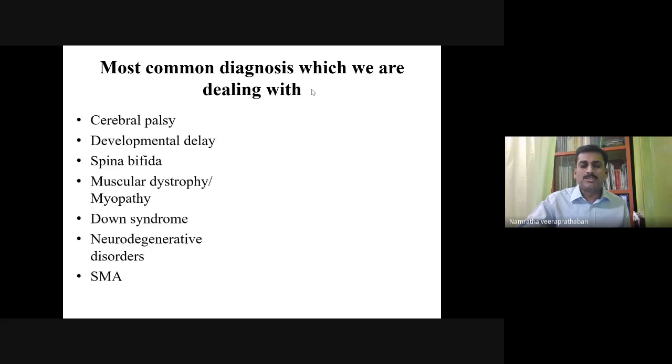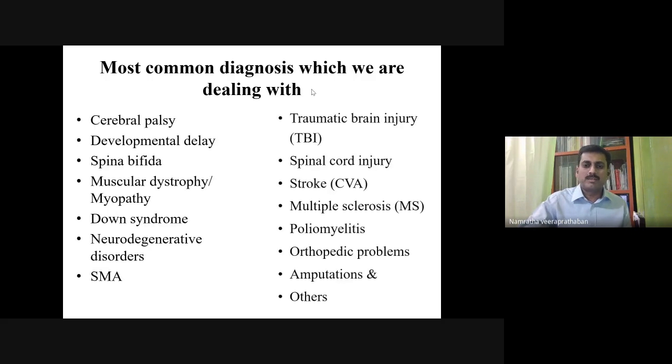hospital. This is the most common diagnosis we are dealing with in seating and mobility clinic. Most common is CP and developmental delay. We have spina bifida, muscular dystrophy, Down syndrome, neurodegenerative disorders, and SMAs, TBI, spinal cord stroke, MS, poliomyelitis, orthopedic problems, amputation, and others. In the others category, there are many patients now falling in this category.